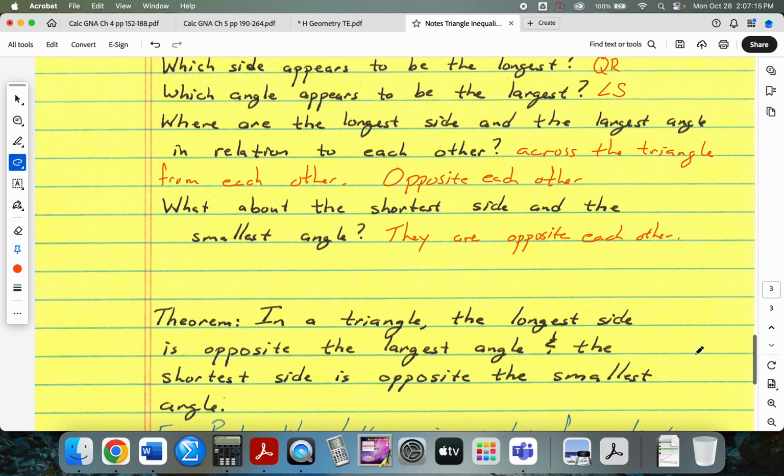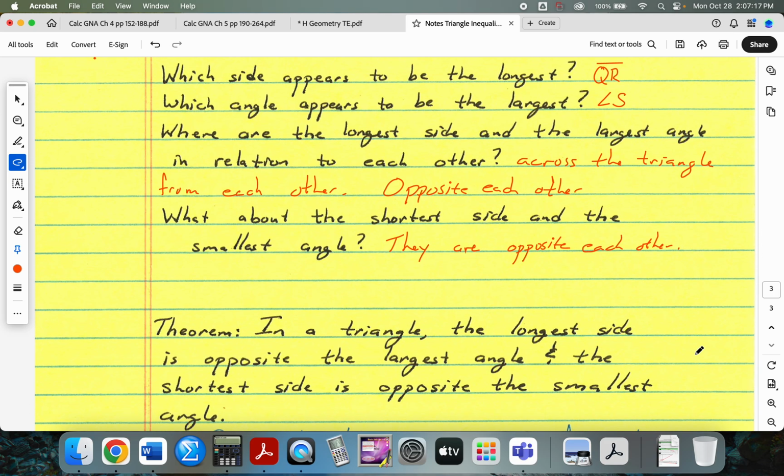So the theorem says this: in a triangle, this only works in a triangle, doesn't work in any other shape. The longest side is opposite the largest angle, and the shortest side is opposite the smallest angle. So once you know the lengths of the sides, you can find which angle is biggest and which angle is smallest. Or if you know the angles, you can figure out which side is the biggest and which side is the smallest.